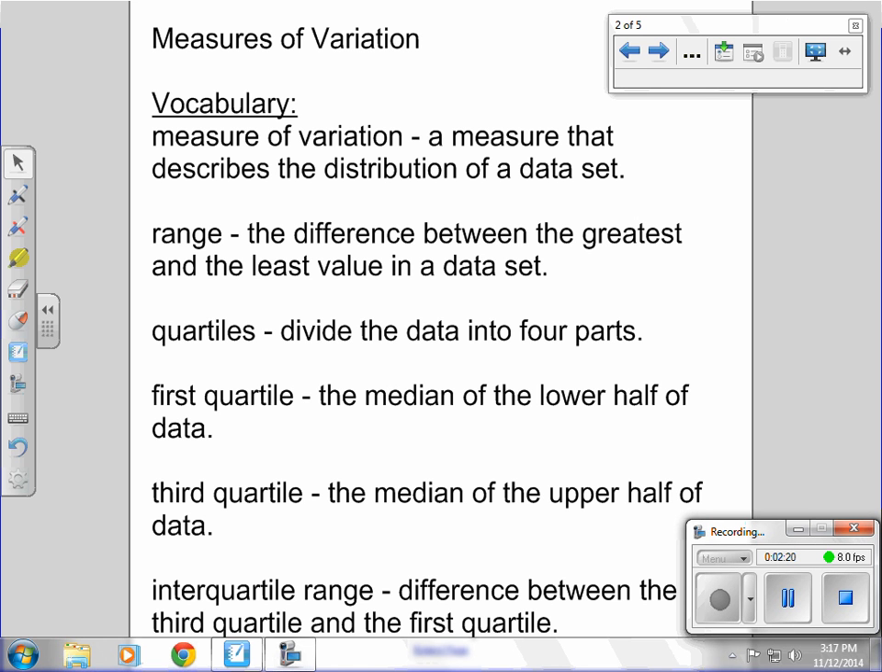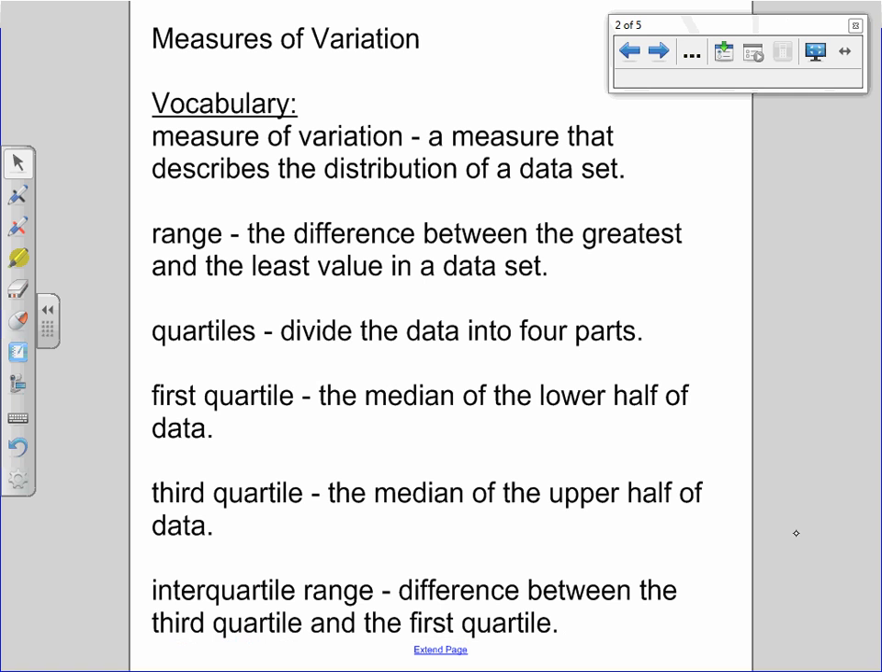And those parts are important because that helps us to understand the interquartile range. The interquartile range is the difference between the third quartile and the first quartile. Again, we see the word difference. Difference usually means, or I should say always means subtract. So anytime we're finding the difference, we're going to subtract the quartiles from each other. So let's take a look at what this would look like as we move forward.